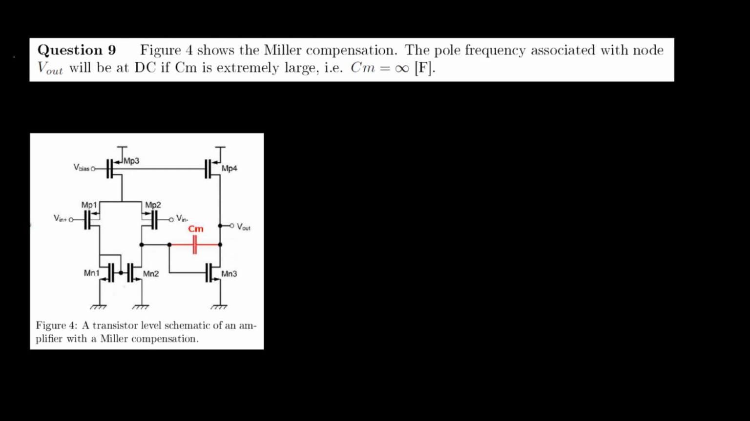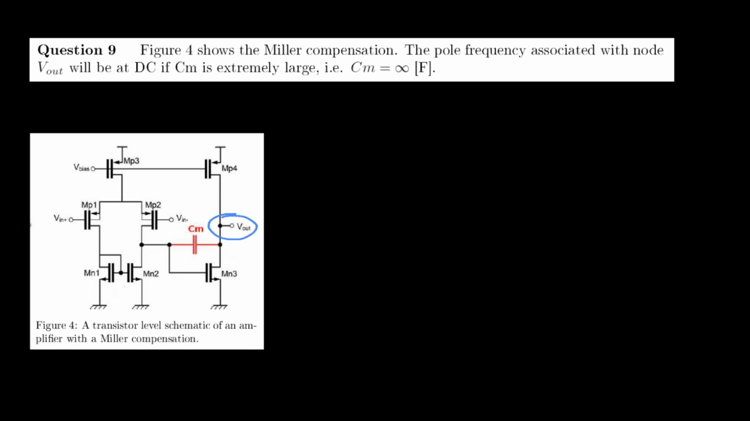This video will discuss the solution to question 9, which is a true-false statement that goes as follows. Figure 4 shows the Miller compensation. The pole frequency associated with node Vout will be at DC if Cm is extremely large, i.e. Cm is infinity. So to investigate this question, we need to look at the pole frequency at Vout.